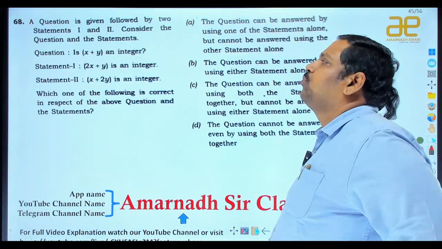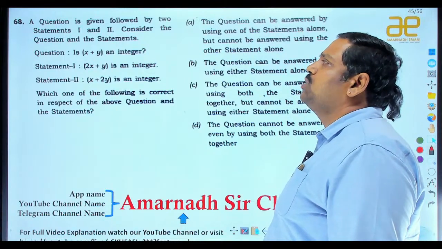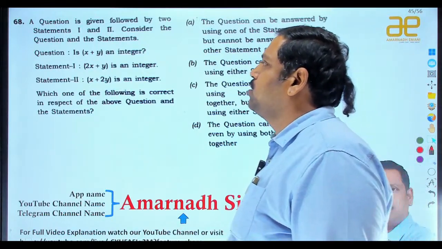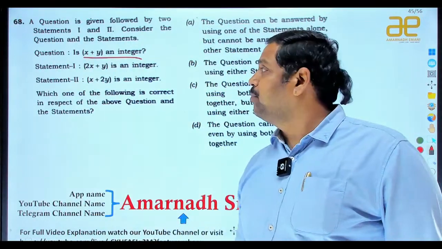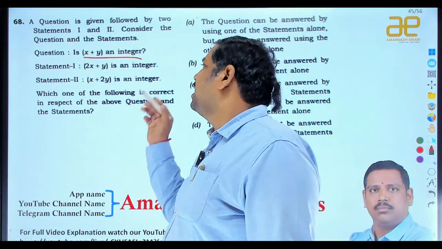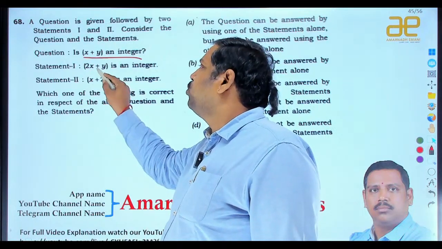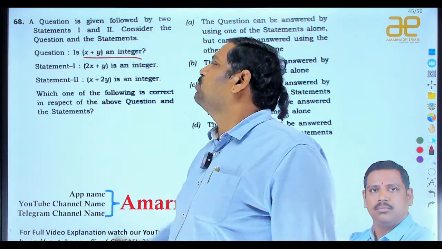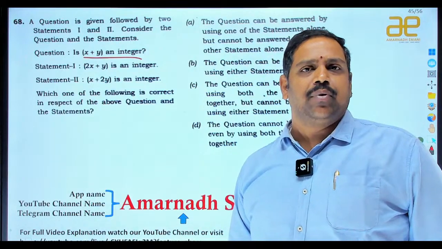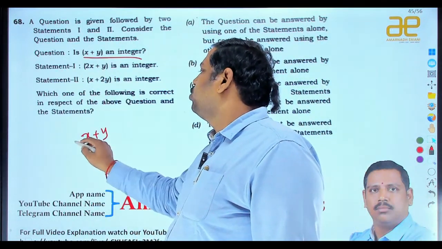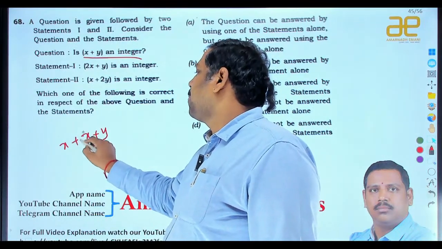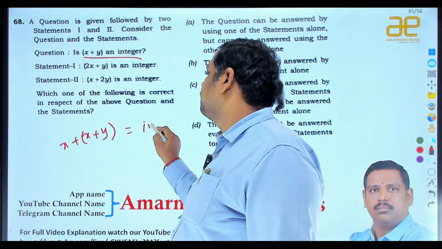A question is given followed by 2 statements 1 and 2. Consider the question and statements. Question: is x plus y an integer or not? Statement 1: 2x plus y is an integer. If 2x plus y is an integer, I am unable to say that x plus y is an integer or not. Because, see, your intention is this is the one. He gave 2x, means x plus x. Take it into 2 parts, is an integer.